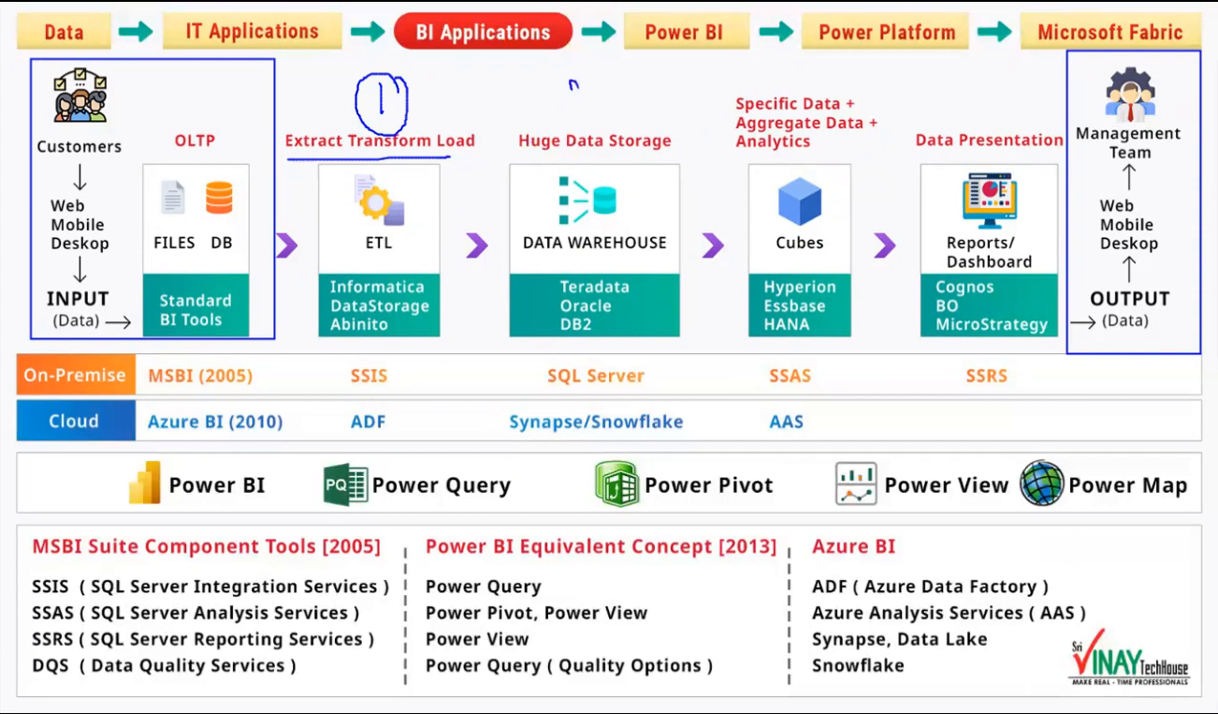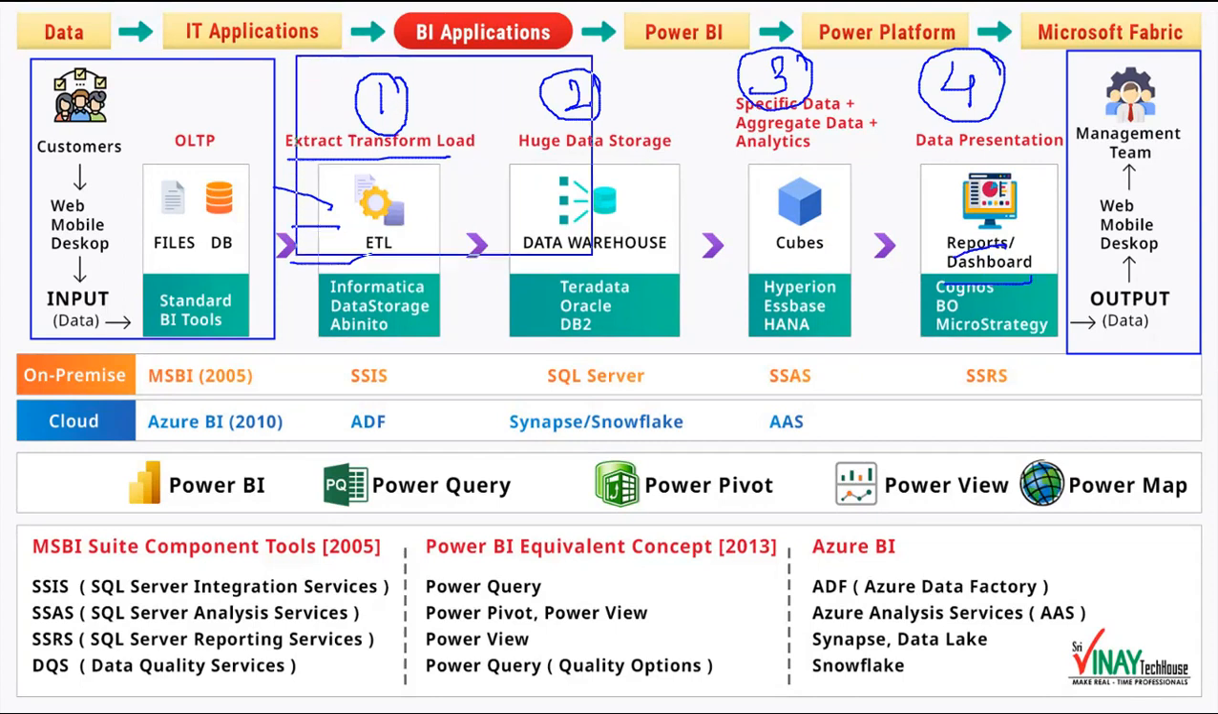Second area, huge storage, because daily you're getting business data and loading into huge storage, that is warehouse. Third area, a specific data storage area with aggregate analytical information. Last one, data presentation, the area where we present information through reports and dashboards.